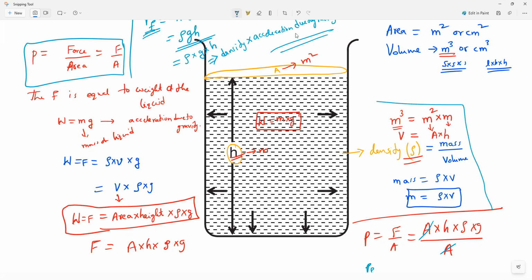So this is the most important one. You can calculate the pressure exerted by any liquid. You can even calculate the pressure exerted by your water tank, which is present above your house. So anything you can calculate by using this. But now we have to verify the units.